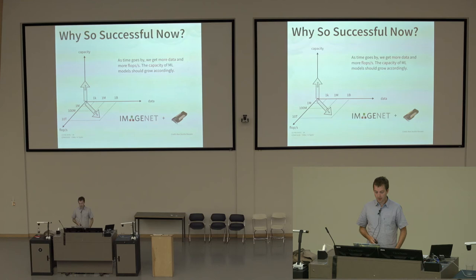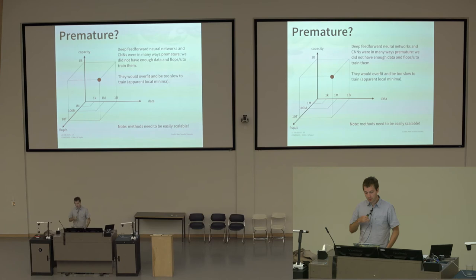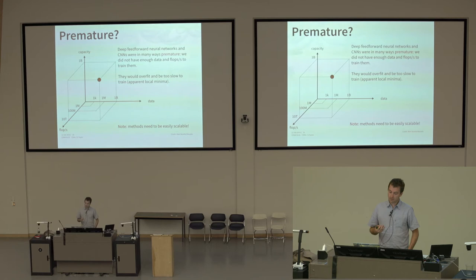The summary of this story is that until 2012, CNNs were in some ways premature. We didn't have enough data, we didn't have enough flops to train them, and they would overfit and be slow to train. The community saw this as getting stuck in local minima, but that was a red herring. So we continue to scale compute power and data. This will continue to allow us to grow capacity, but we need methods that scale. The next thing we're going to go into now are some methods that have really scaled up CNNs beyond the very classic ones I showed you earlier. Yes?